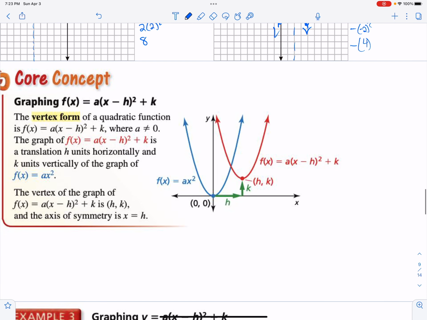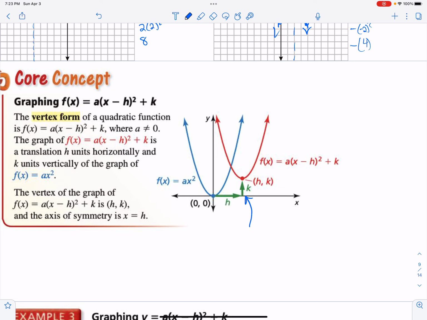Okay, so now we're going to throw k in the mix. Here's why it's called vertex form. The h and the k are going to tell you your vertex. So that's what the videos are saying right here. My h is still going to move it left and right. My k is going to move it up and down. But that should give me exactly what I want for my vertex when I go to plug in my points.